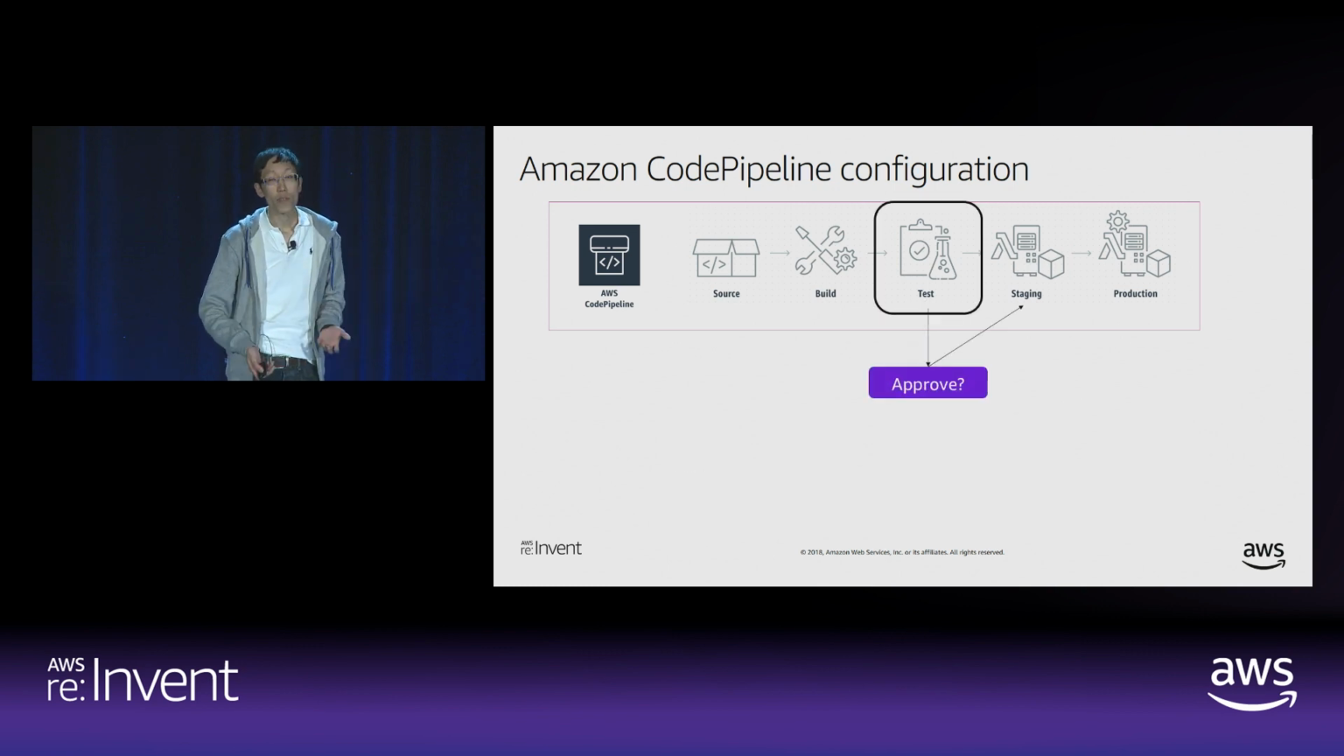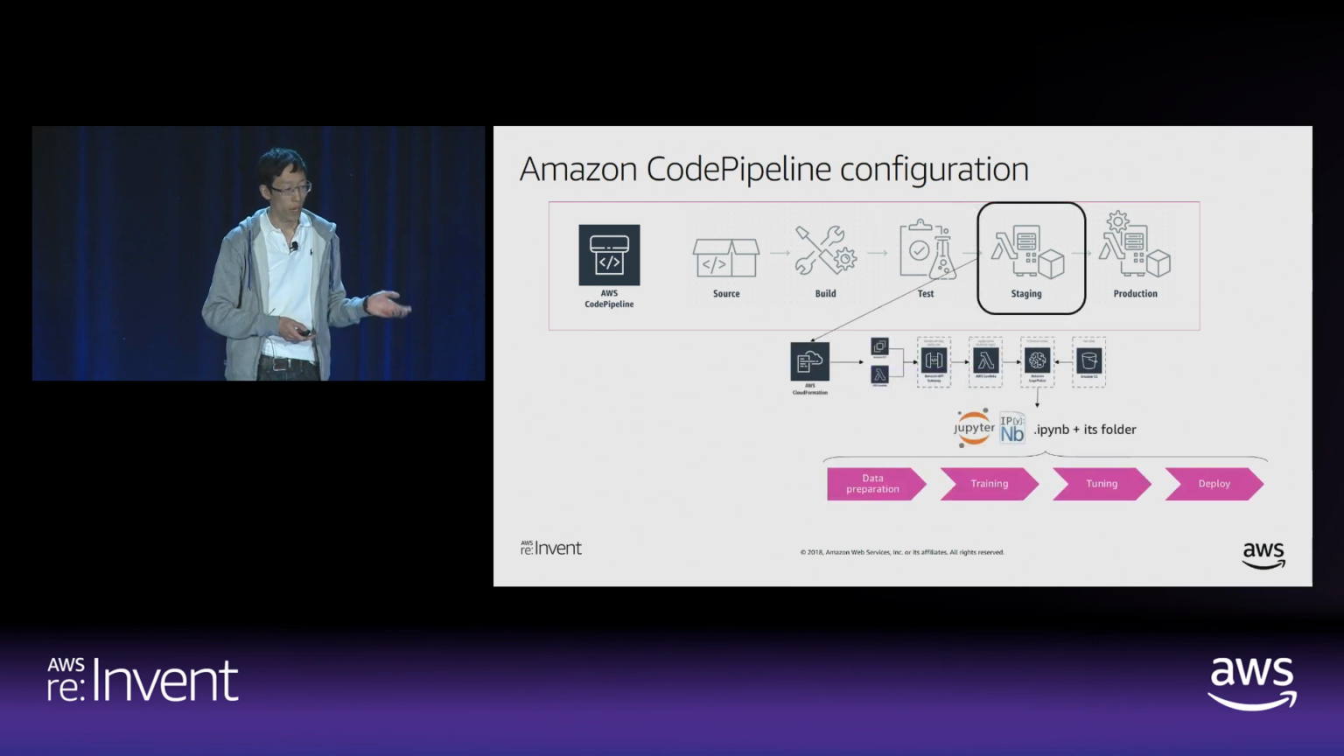then maybe we have an approval process to approve before we go from the testing stage to staging and also to production. So we can use CodePipeline to help us, right? After approval, it's the same process, the same CloudFormation stacks, right? So from staging, after approval, the CloudFormation template is executed.